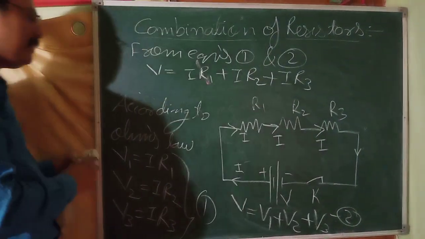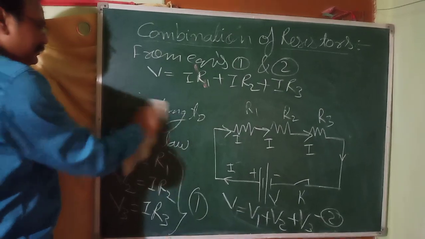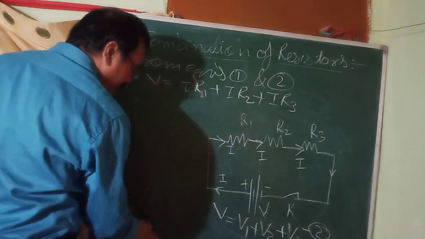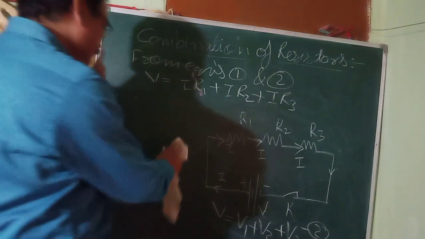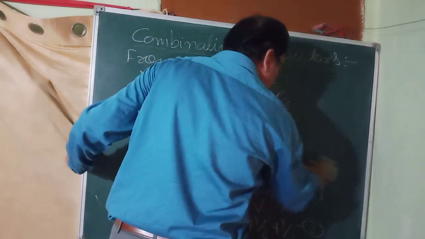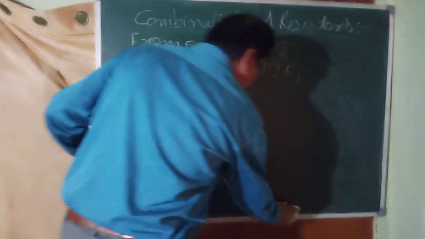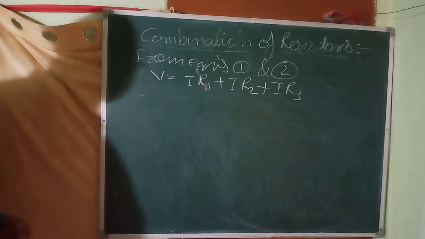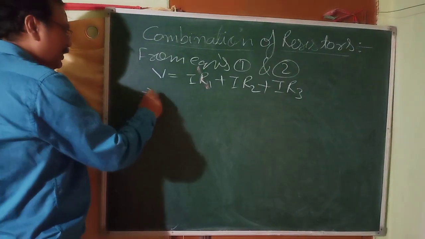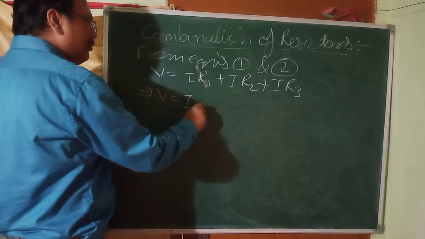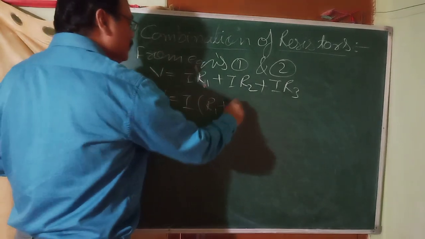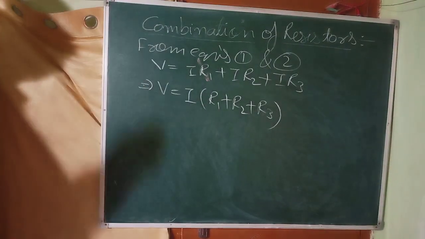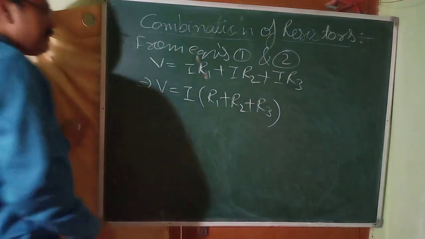That's what we get. Now I'm going to remove this all. I'm going to remove the circuit diagram also, because you might have drawn it. Now from here what can we get? V is equal to I, which is common, times R1 plus R2 plus R3. This we get. Let us mark this as equation number 3.